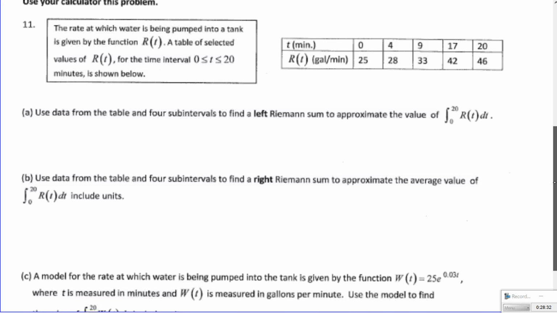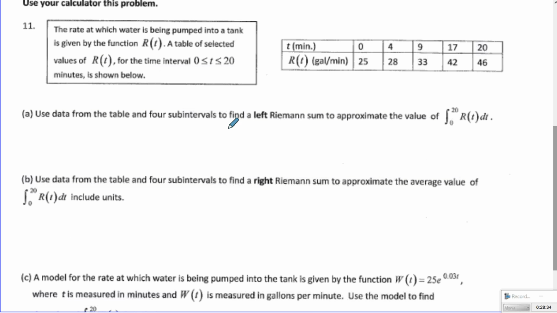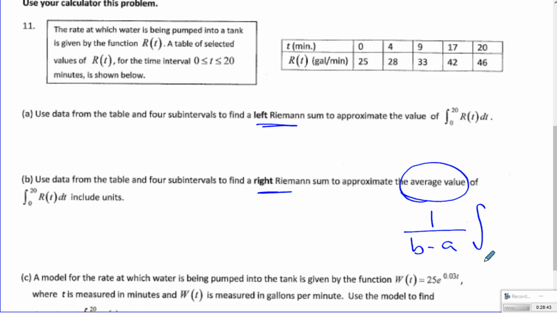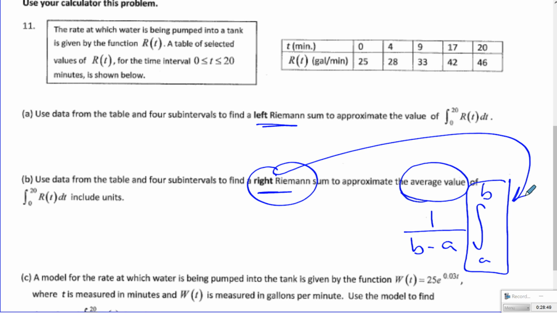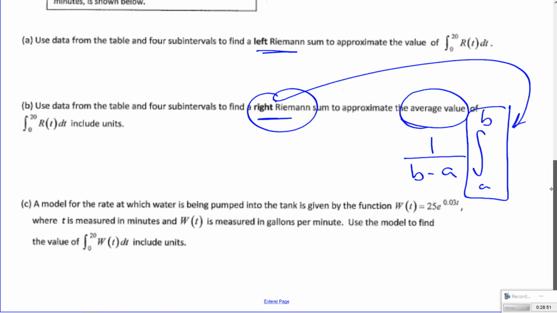All right, and then, oh, good, your favorite, some left Riemann sum, right Riemann sum. Ooh, average value. Remember average value, 1 over b minus a, the integral from a to b. And we're going to integrate this or estimate it using a Riemann sum. And the last one.